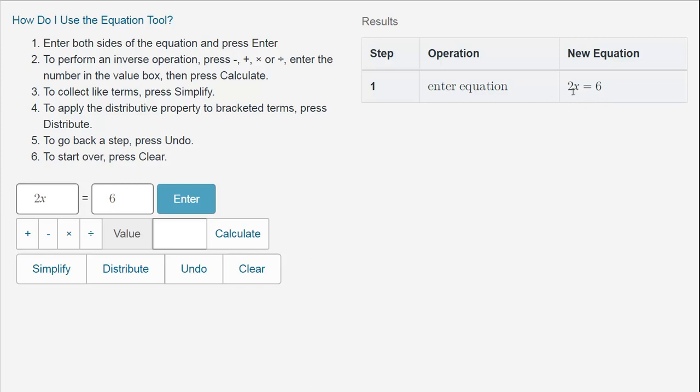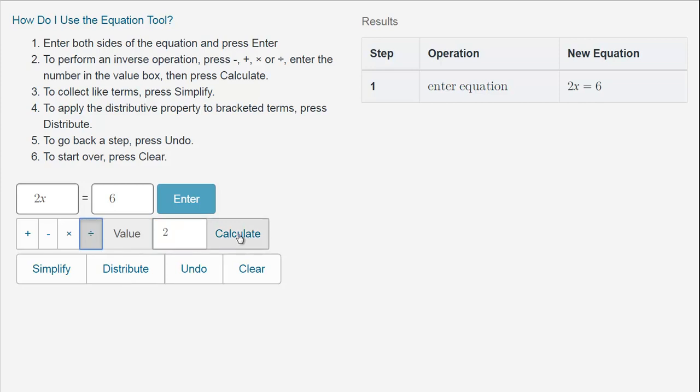So in order to solve this, 2x means that whatever x is, what we're trying to find, has been multiplied by 2 to give us the number 6. So I want to get the x alone, I want to isolate the x, I want to find the solution for x. So the opposite of multiplying by 2 is to divide by 2. So this is how we would do it in the equation tool. I entered 2 here, and I want to divide both sides by 2.